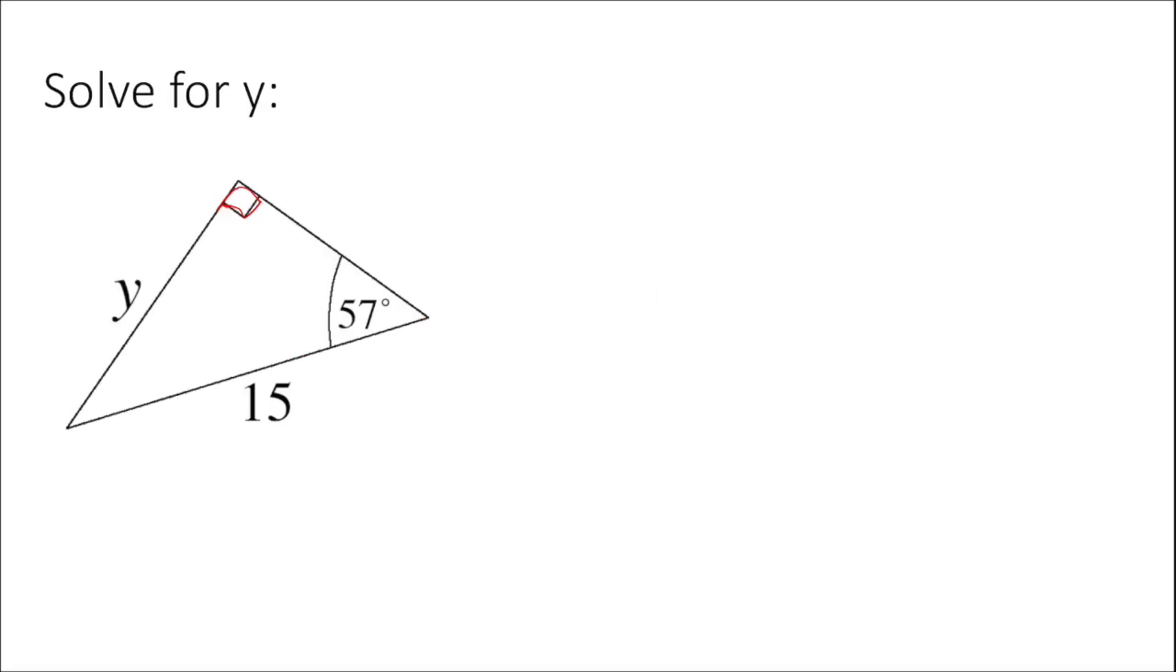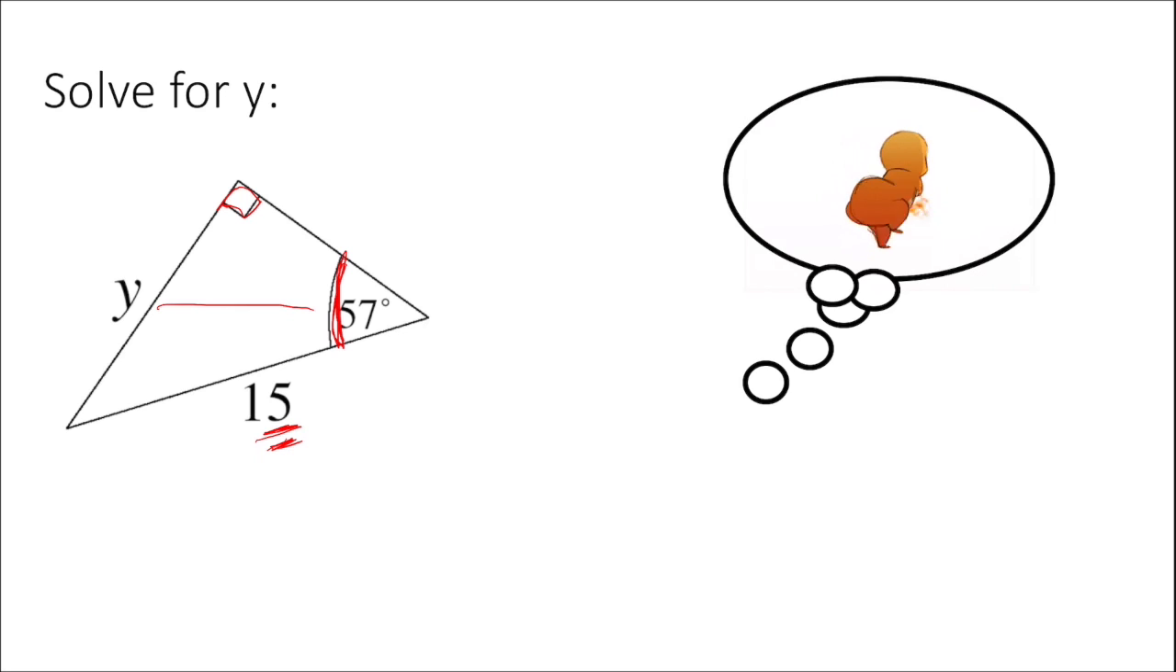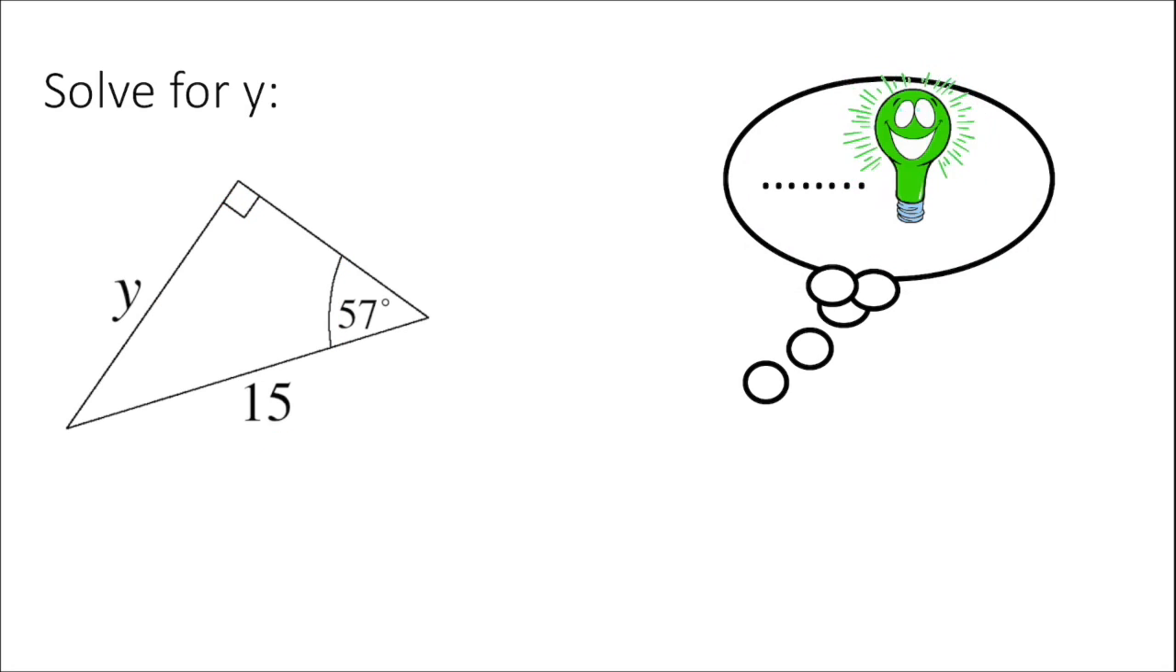So, what do you have here? What angle do you have? Relative to this angle, what two sides are relevant? Adjacent, the hypotenuse, and the opposite. So you wonder, what could you possibly do? And then you get an idea.